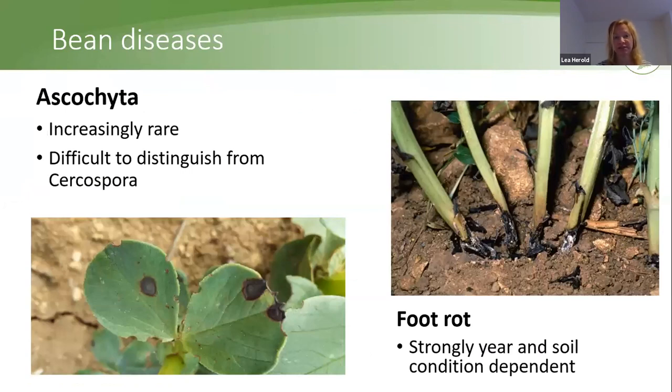Ascochyta is an increasingly rare disease. The reason I'm going to mention it in this presentation is that it is very difficult to distinguish from Cercospora, which is another bean disease, but we'll come back to this a little bit later. And the last disease that I'm going to talk about is foot rot. Foot rot is a soil-borne disease that affects the roots and the lower stem of the plants, and its occurrence is soil-dependent and soil-condition dependent. In 2020, we had a really bad bean foot rot year.